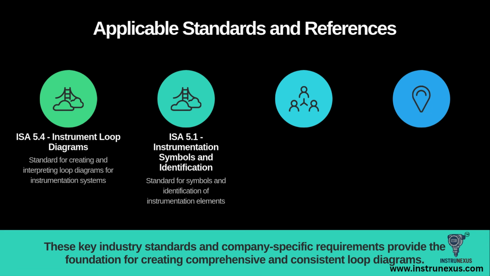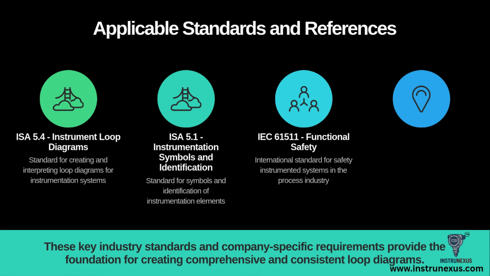For loops that are part of a safety system, IEC 61511 on functional safety is paramount. This is the international standard for safety instrumented systems in the process industry. Finally, on any real-world project, you will also have company standards. Major oil and gas companies like Shell, Aramco, and others will have their own specific requirements that build upon and add detail to the base ISA standards.